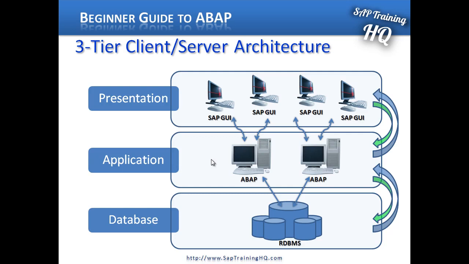Now the application server in turn communicates with the database layer of the three-tier architecture. The database is kept on a separate server, a separate system in itself, mainly for performance reasons, but also for security as well. It provides a separation, and that's why we've got these three different layers in this whole SAP system.